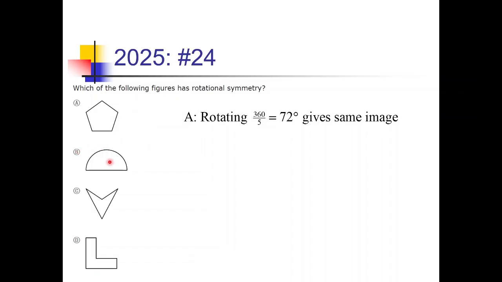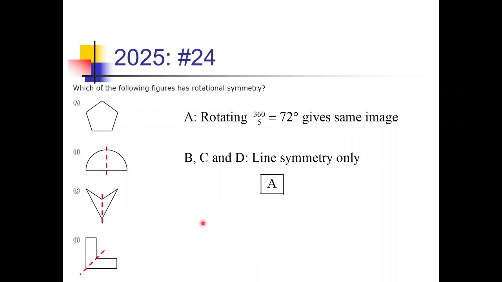So B has line symmetry, but rotating it won't give you the same image. C also has line symmetry, but again, rotating is not going to work. If this was a convex rather than concave sort of thing, we might be in better shape there. And then finally D, rotating that is not going to give us anything, but we do have a line of symmetry in there. So B, C, and D, line symmetry only, so choice A is the only one that matches here.